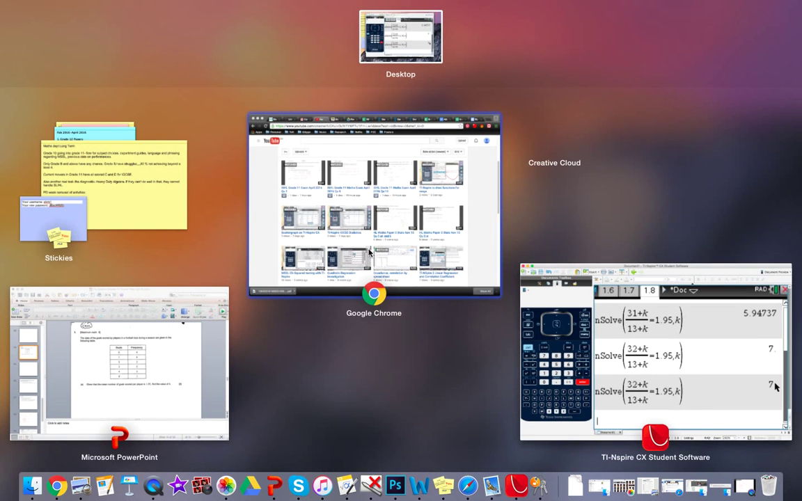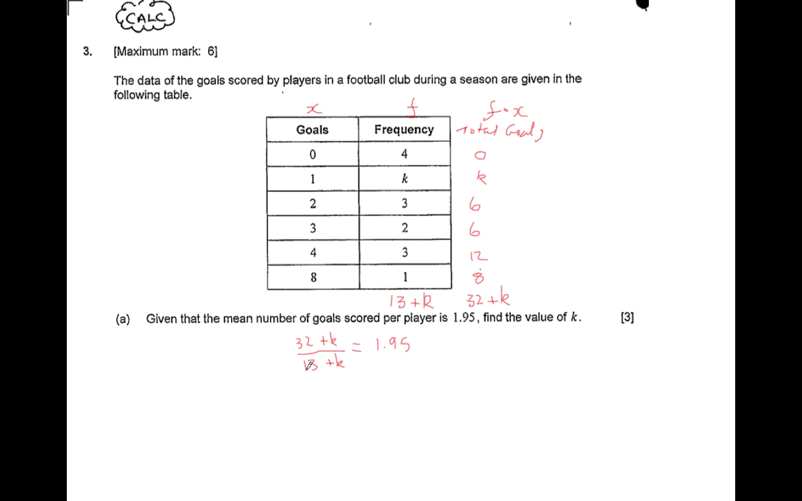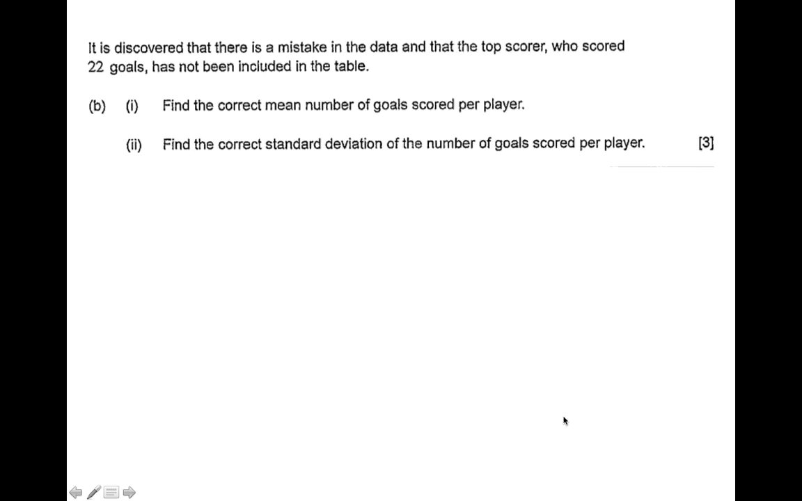Now we know we're safe using nsolve because we know this is a linear equation to solve and there's only one solution. If it was a quadratic, then nsolve would only give us one solution, so we could be in trouble there. So this is k equals 7. So if k equals 7, you can see that there are 13 plus 7 is 20 players. And the number of goals scored by those 20 players is 39 goals. So this will help us for the next part. 20 players and 39 goals.